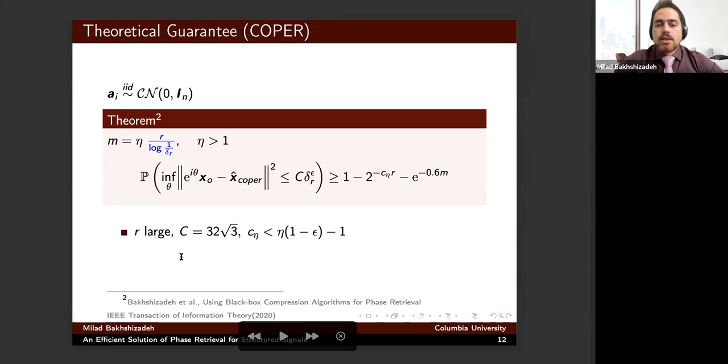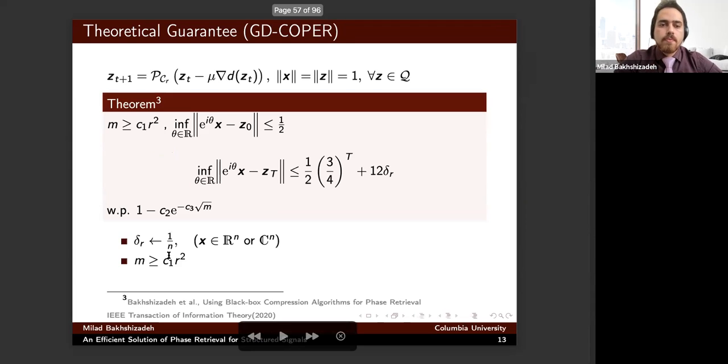One more thing that I want to emphasize on this slide is that we cannot recover a global phase of the signal, and that's why we measure the goodness of our estimate with this infimum. So we get the distance to the closest element of the class of solutions from our estimation. That's the best we can do with the phase retrieval problem. The other constants are shown here. But the take-home message of this slide is that we need slightly more than this ratio as the sample complexity of COPER. We have a similar guarantee for GD COPER.